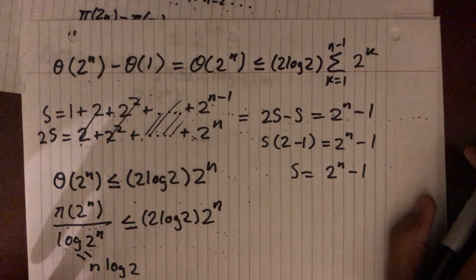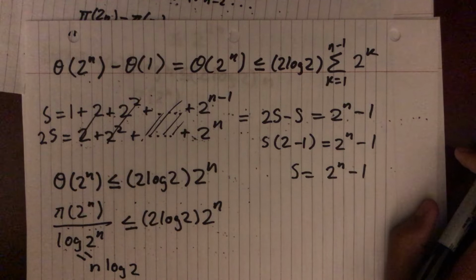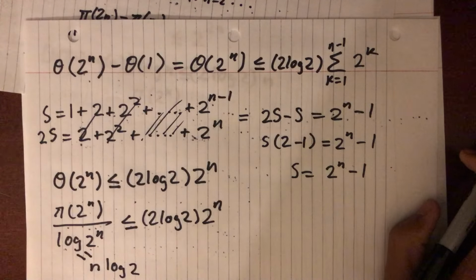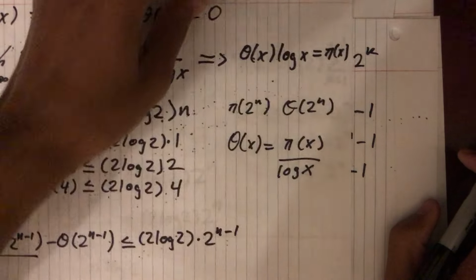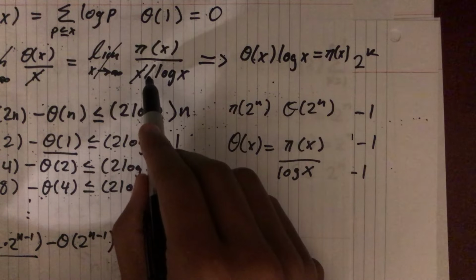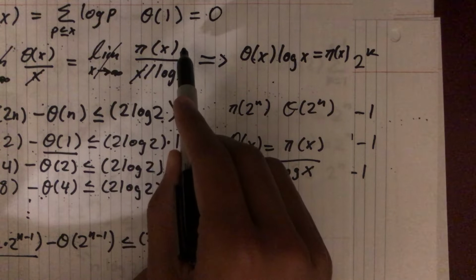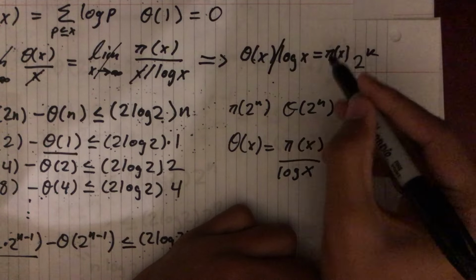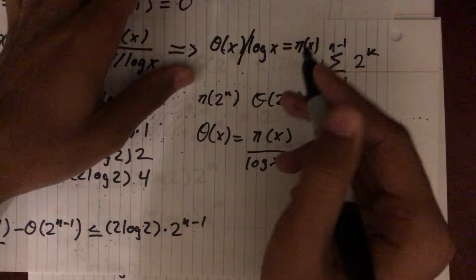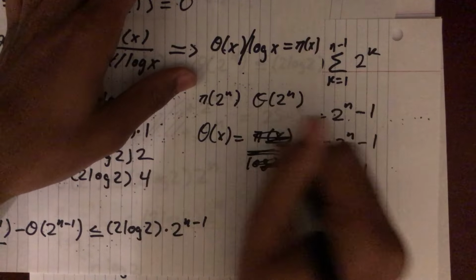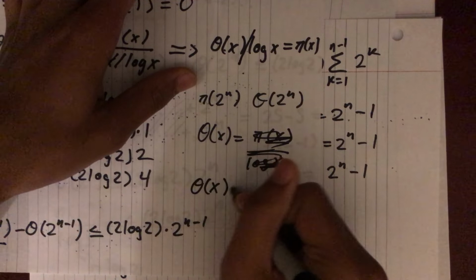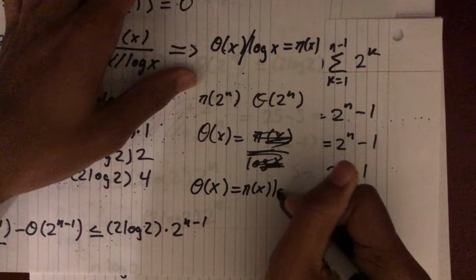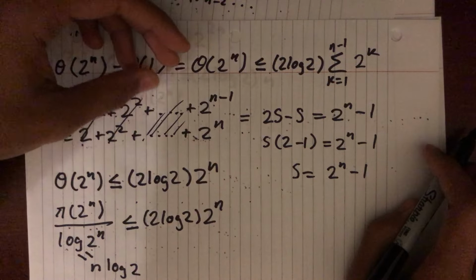Right. Let's see. Oh, I think I wrote this wrong. Let's go back. This is x over log x, so really the log x is on the top. So we have theta of x divided by log x equals pi of x. So theta of x equals pi of x times log x.